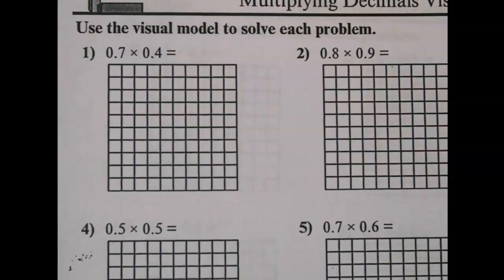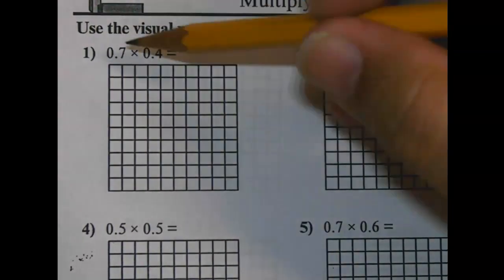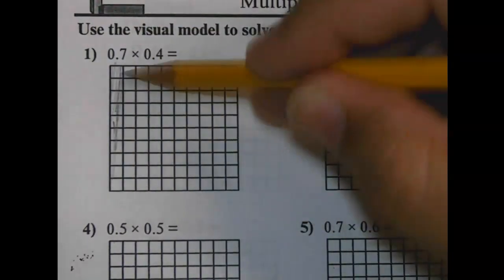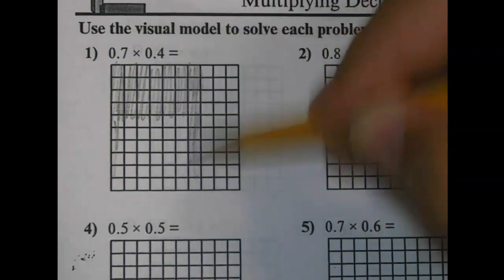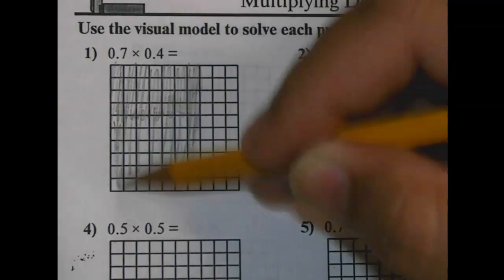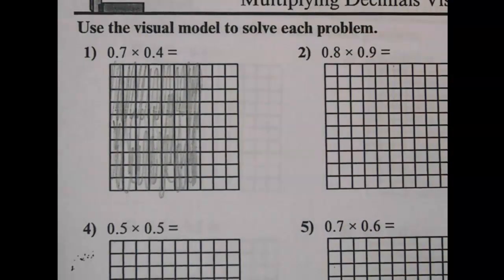And so what I'm going to do is I'm going to use my 100 grid here, my model, and I'm going to shade my first number going vertically. So I'm going to shade in 7/10 or 7 columns. And so I'm going to shade it in, and maybe it's not the most beautiful artwork in the world, but it gets the job done. So shade it in 7/10.